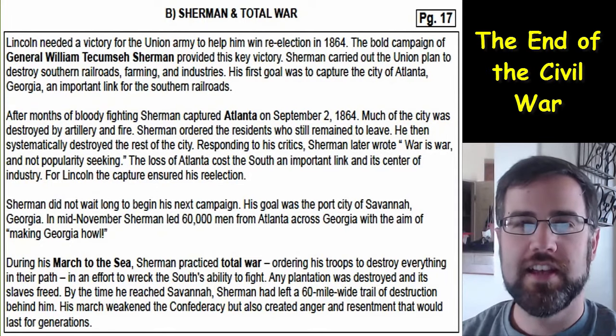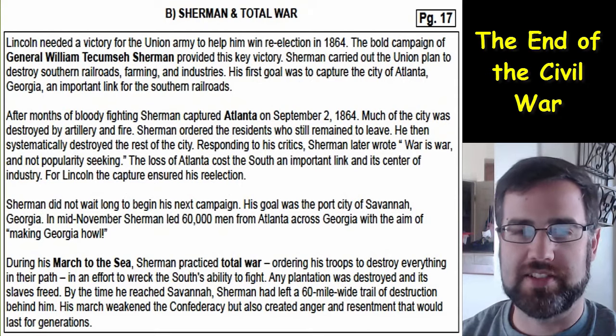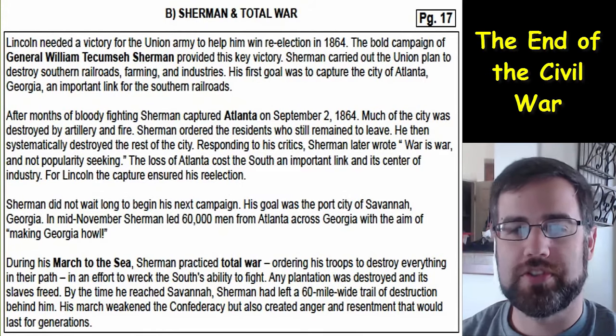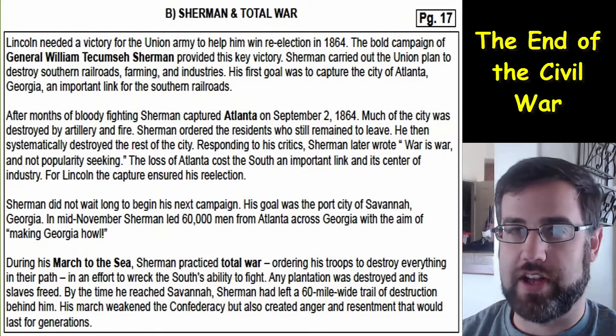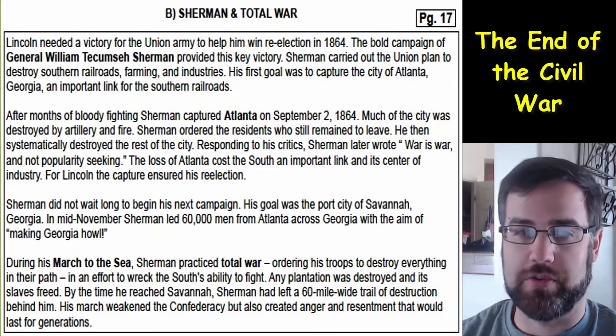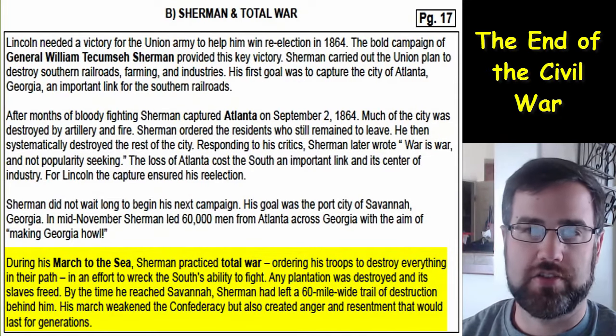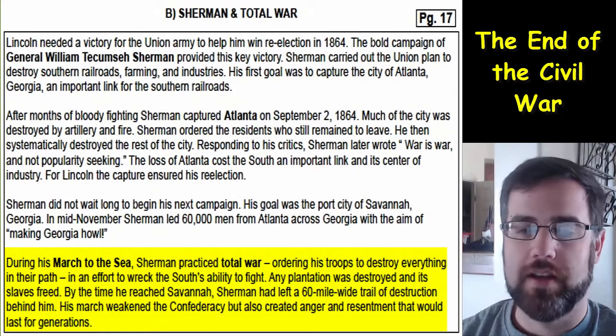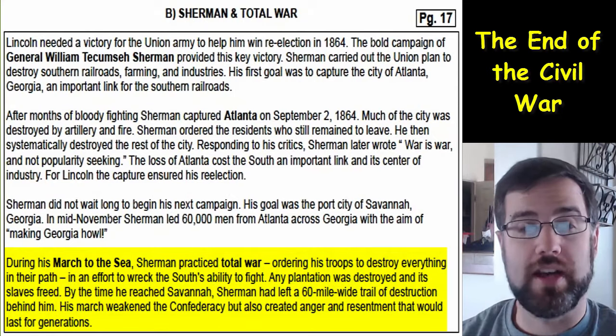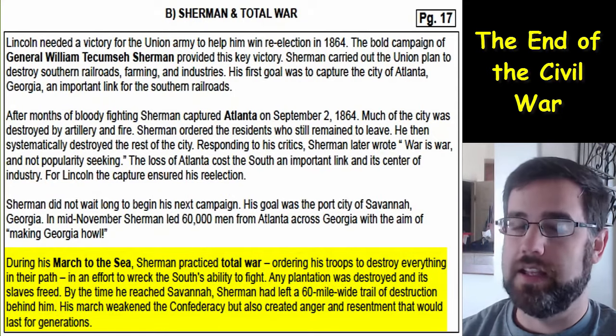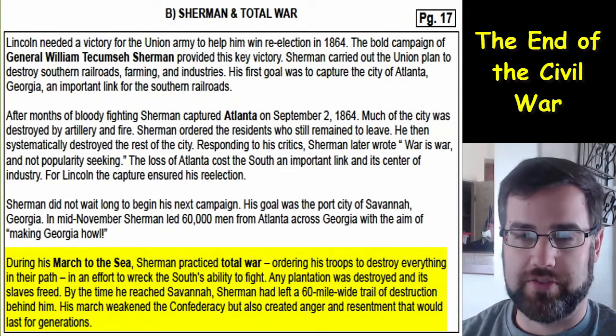Sherman did not wait long to begin his next campaign. His goal was the port city of Savannah, Georgia. In mid-November, Sherman led 60,000 men from Atlanta across Georgia with the aim of making Georgia howl. During his march to the sea, Sherman practiced total war. So what is total war? Ordering his troops to destroy everything in their path in an effort to wreck the South's ability to fight.